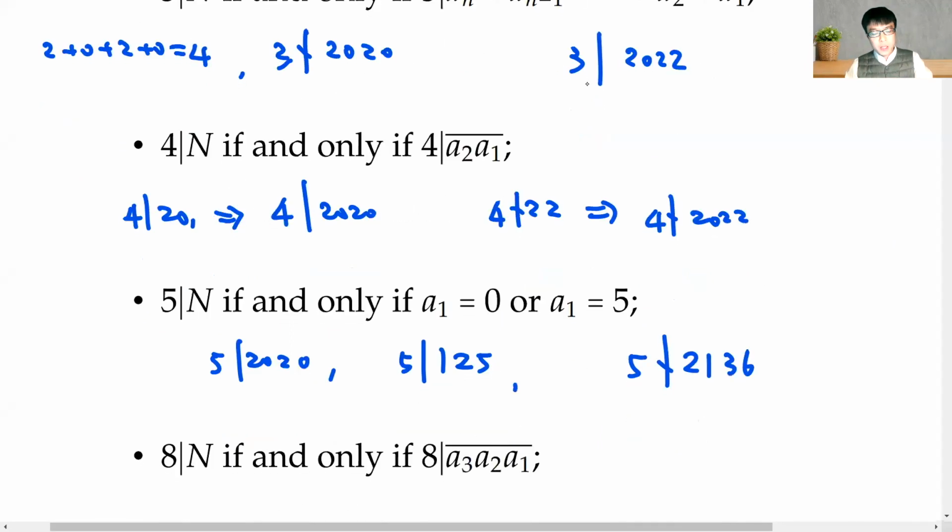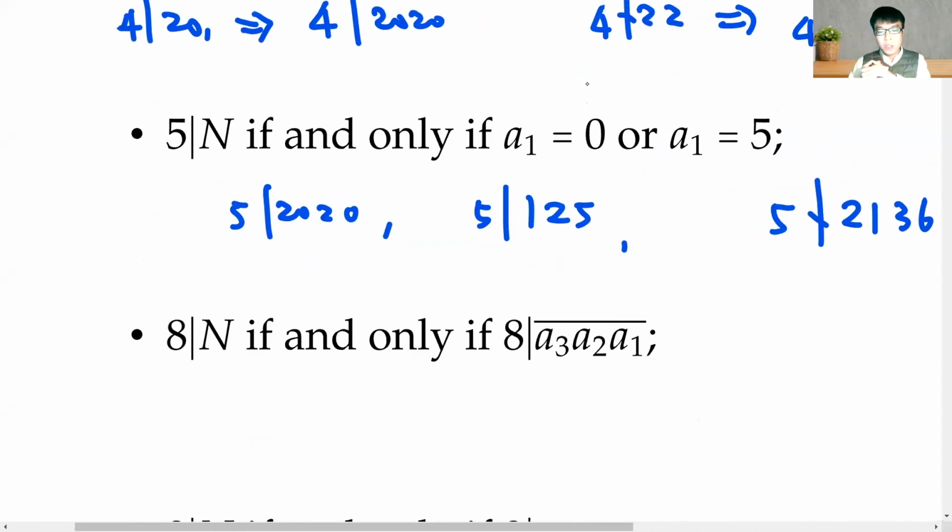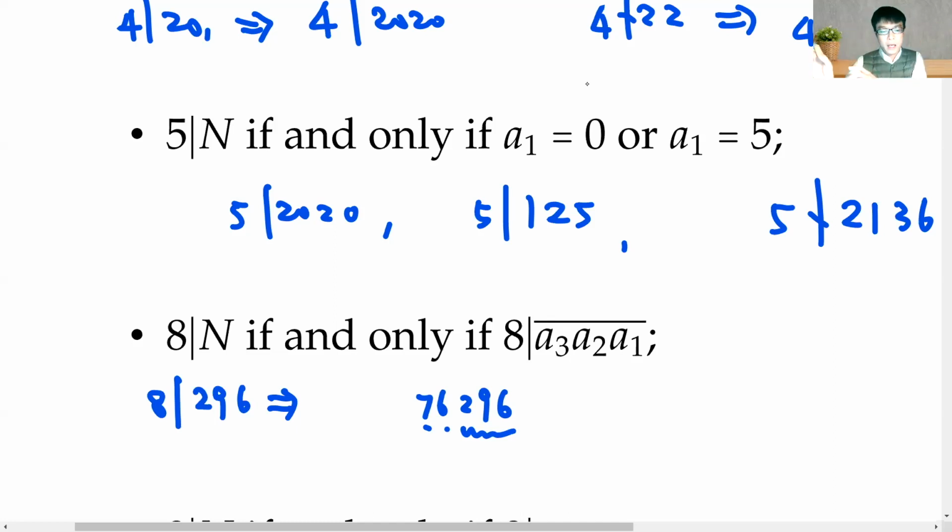Okay. Next, we consider divisibility test for 8. To consider 8, we just check the last 3 digits. If the last 3 digits, this 3-digit number, is divisible by 8, the original number will be divisible by 8. For example, we can have 296. I got 296 divisible by 8. It's not hard to check. Then we can imply that any number with last 3 digits 296 is divisible by 8. For example, I have 76296. This 7 and 6 doesn't matter. We just check the last 3 digits, 296, is divisible by 8. So the big number is also divisible by 8.